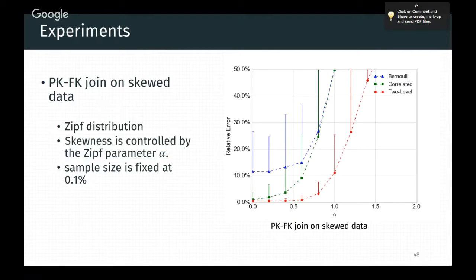As TPC-H data are almost uniform, we regenerate TPC-H data to get skewed data. The frequency of the foreign key value follows the Zipf distribution, and the skewness is controlled by the Zipf parameter alpha. As alpha becomes larger, the data is more skewed. As you can see, as the data becomes more skewed, the error grows, but two-level sampling grows slower than the other methods, and the error is much smaller.